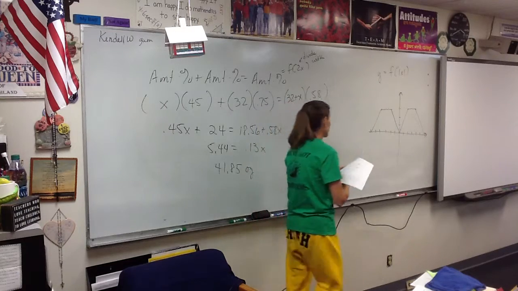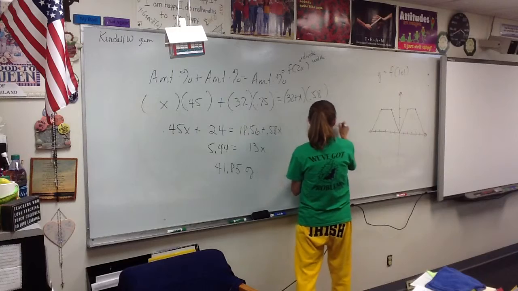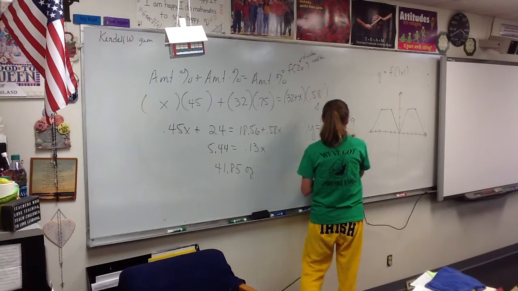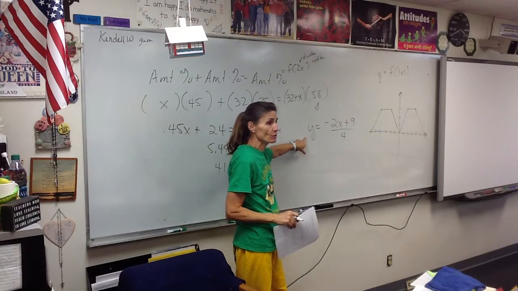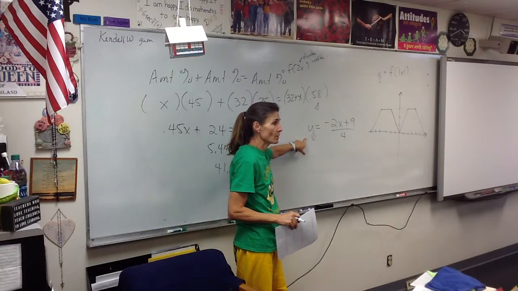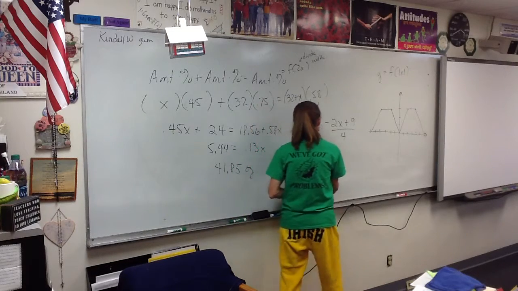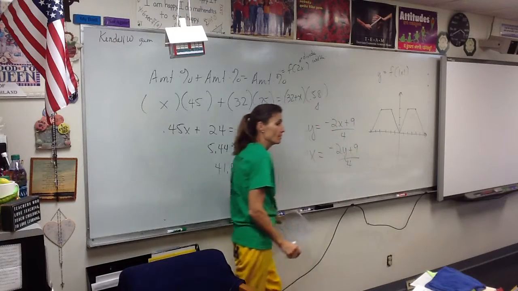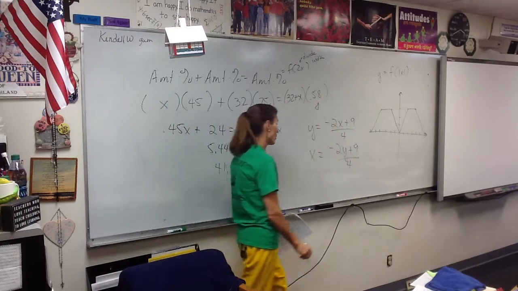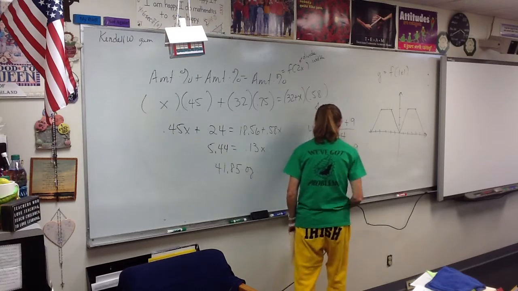Find the inverse. 8A. This is question 8A. It says find the inverse. Who remembers how to find the inverse? Switch the variable. Very good. Key first step. Then what? Solve for y. So 4x equals negative 2y plus 9.